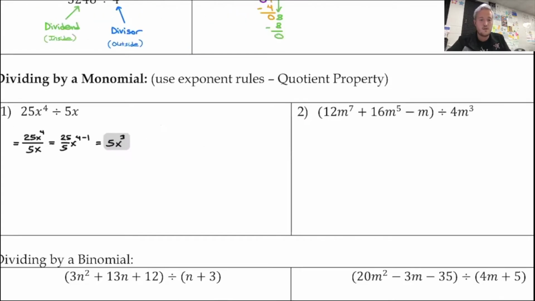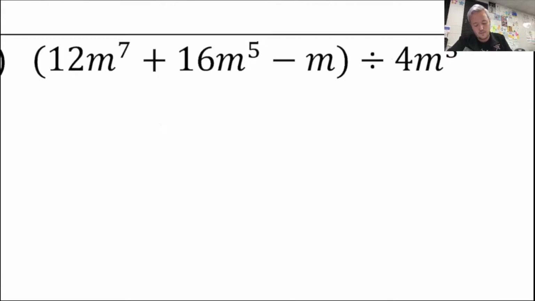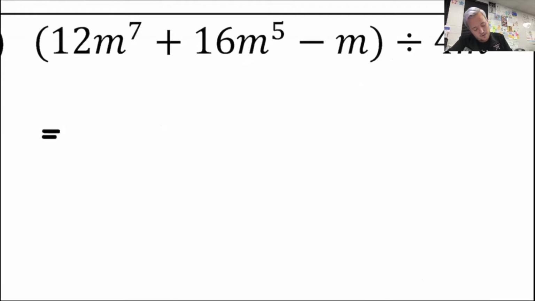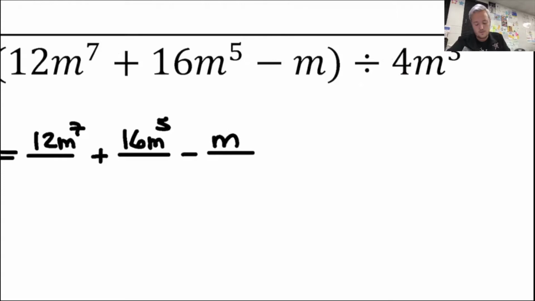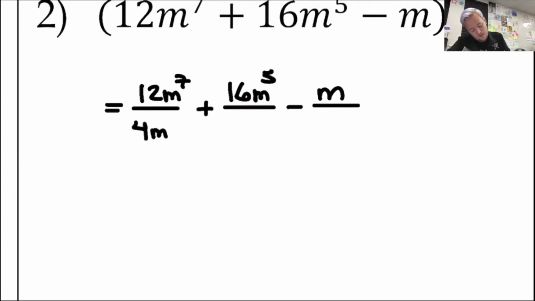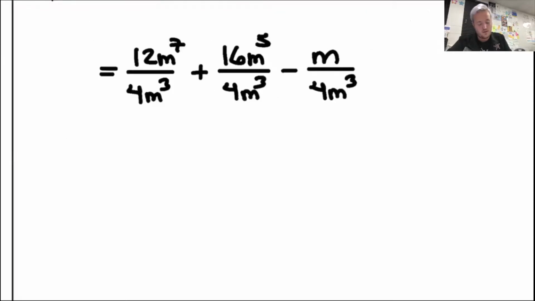All right. So similarly over here for number 2, now we have a trinomial divided by the monomial. What this is going to look like is I'm going to write every single term of the trinomial, or of the first polynomial, all of these out in the numerator. And then the denominator is going to be my divisor. So I'm going to write 4m cubed for the denominator for each of these terms. And then I'm going to simplify.